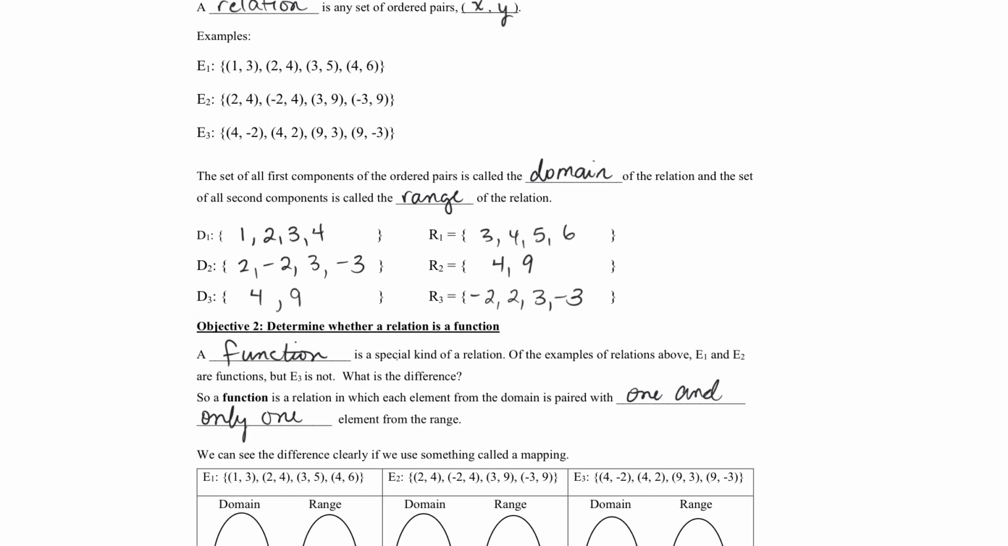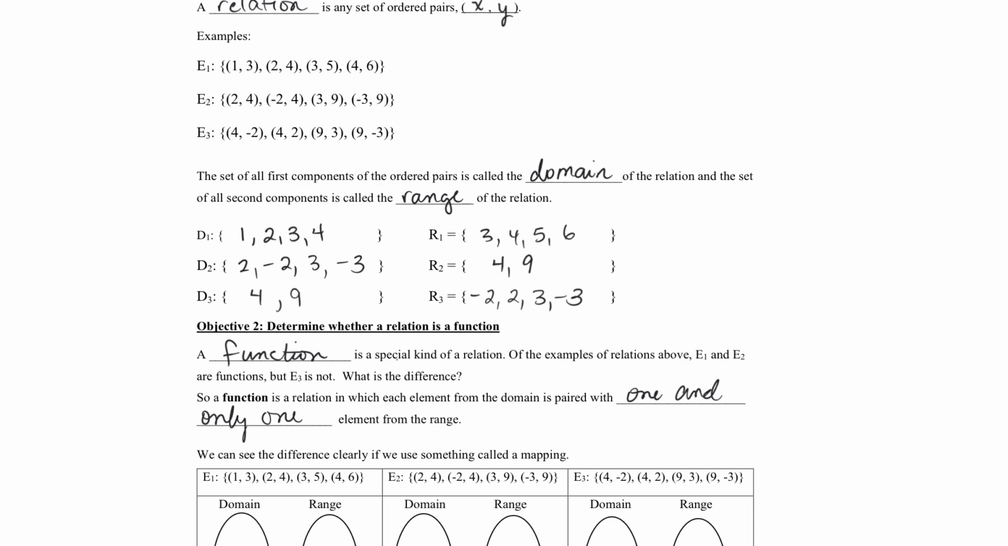element from the range. So if we look at example 1, 1 is paired with 3 and only ever 3. 2 is paired with 4 and only ever 4. 3 is paired with 5 and only ever 5. 4 is paired with 6 and only ever 6. If we look at example 3, which is not a function, it's a relation, perfectly good relation, it's just not a function. 4 is paired with both -2 and +2. 9 is paired with 3 and 9 is also paired with -3. So this x value 4 and this x value 9 are both paired with 2 different y values. And it doesn't have to be only 2, it could be 2 or more, right?